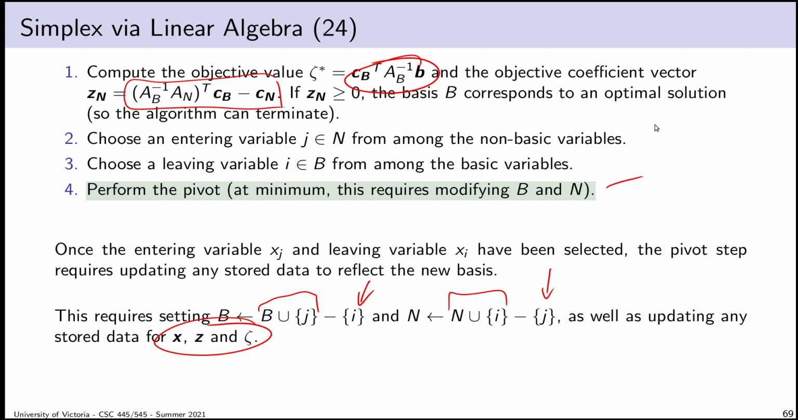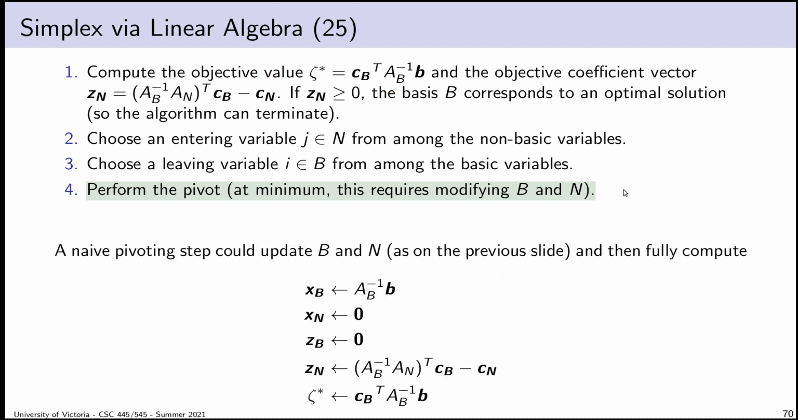And of course, that's a contrast to the dictionary-based method where I do tons and tons of work at step 4 because I'm essentially rearranging the entire dictionary. But in exchange, whenever I need things like the objective coefficients, I just go grab them. So here, I recompute the objective coefficients up here, and in exchange, I do very little work down here. So this would be sort of a naive pivoting step. I update B and N, and then if I ever need these again, like at the next iteration, I just recompute them from scratch.